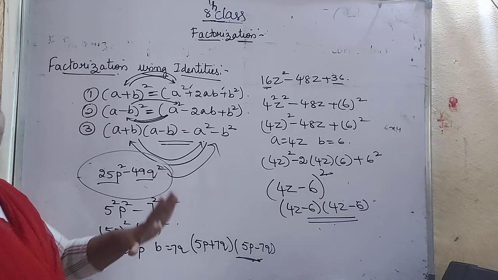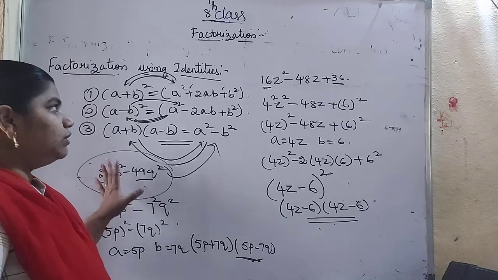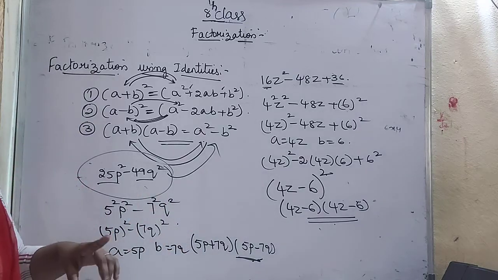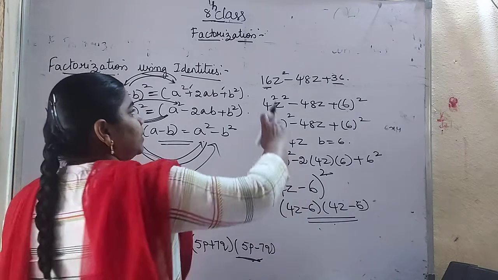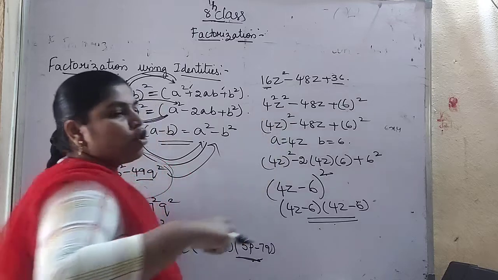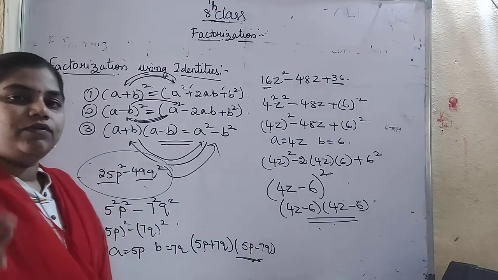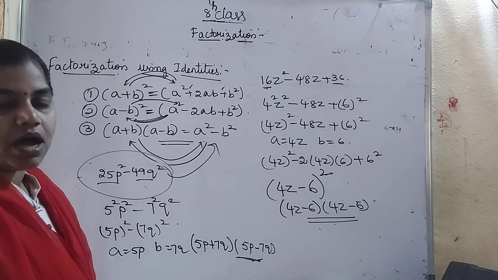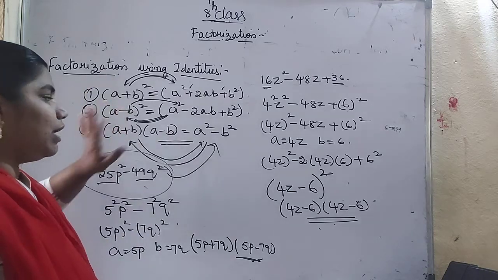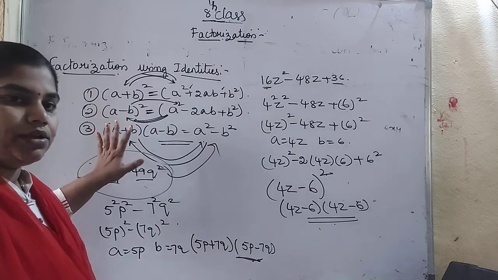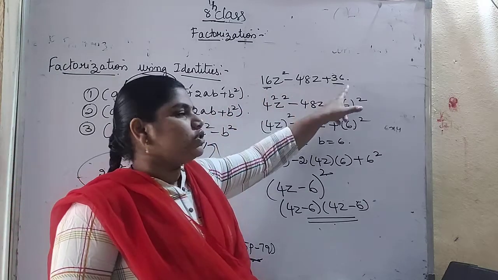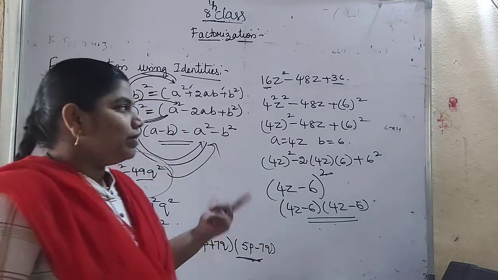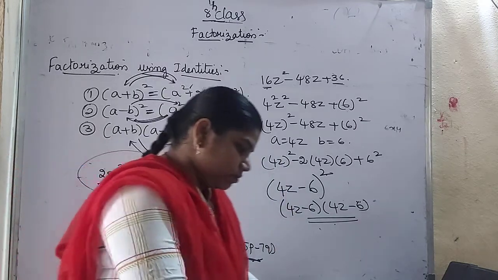For factorizing the terms we have one more method. We will use that method only when the first term and the last term are not in the form of squares. Whenever the first term and last term are in the form of squares, we can directly apply the identities. Whenever they are not in the form of squares, we have one more method. I will explain that method in the next topic.